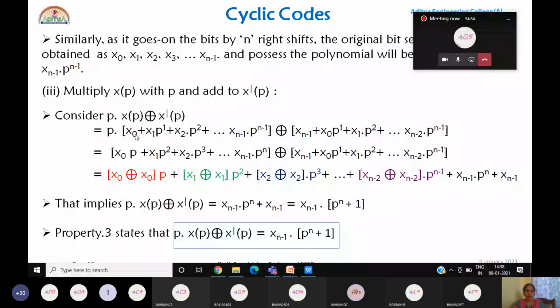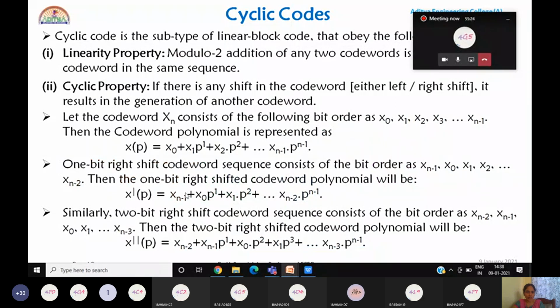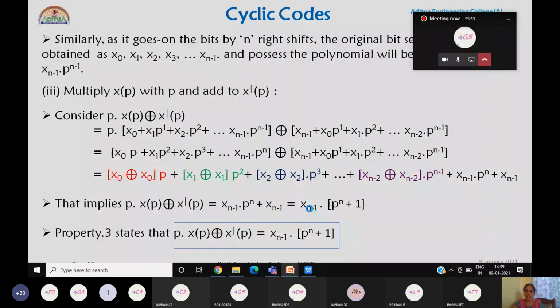So take x of p, that is x0 plus x1 p power 1 plus x2 p square plus so on, plus xn minus 1 into p power n minus 1. Multiply this code word polynomial, the original bit order polynomial, with p, and take the XOR with x dash of p. What is x dash of p? It is the 1-bit right shift code word polynomial. Already you obtained the 1-bit right shift code word polynomial as xn minus 1 into p power 0 plus x0 into p power 1 plus so on, xn minus 2 into p power n minus 1. The same I have mentioned here. So this is the 1-bit right shift code word polynomial.